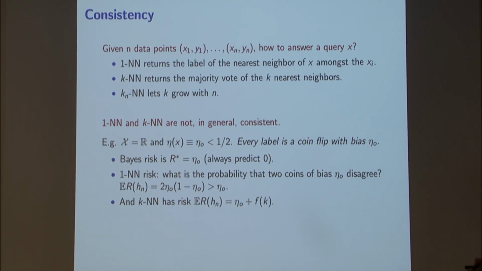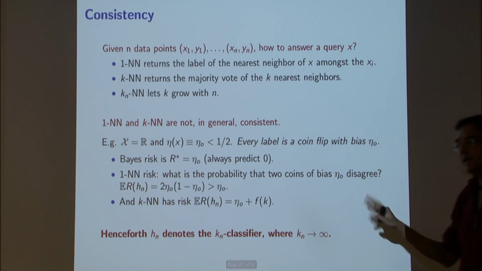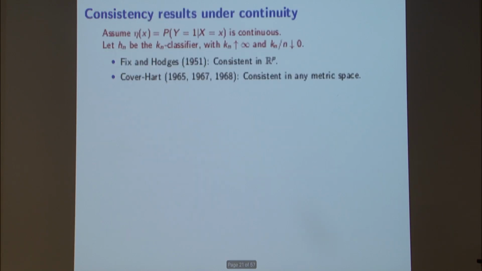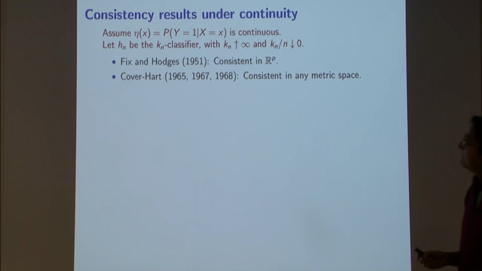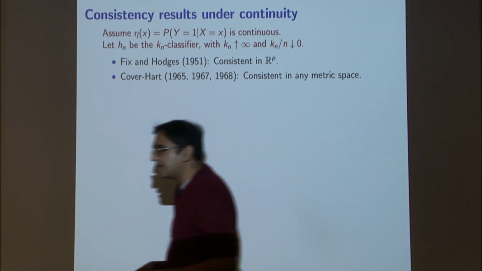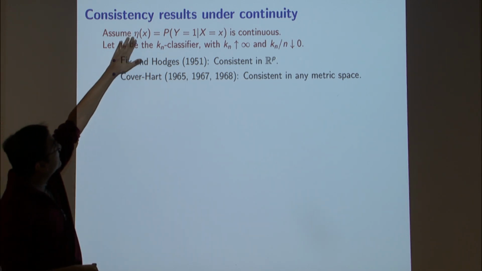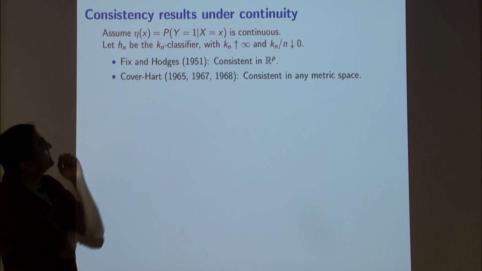And so you really have to let k grow with n. And so that's what we'll do. Okay? So k goes to infinity along with n. Okay. So that's what we're going to mean by nearest neighbor. So the first set of results are consistency results under an assumption. And the assumption is that this coin flip, this bias, eta of x, is actually a continuous function.